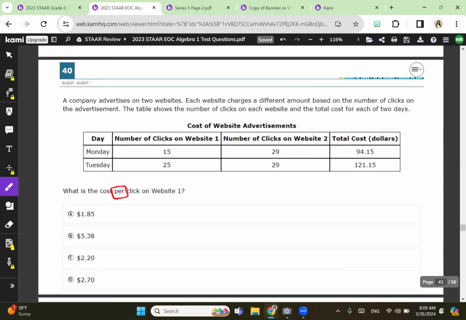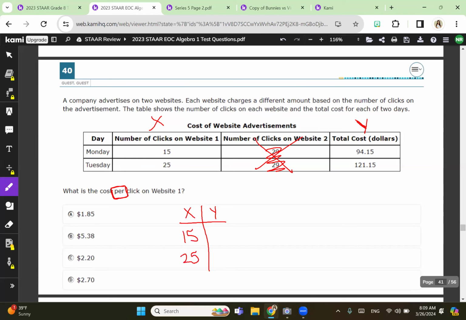Slope. So basically, these are your points. Now, we're not focused on website 2, so we're just going to scratch those numbers out. These are your X values and these are your Y values. Total cost will always be your Y value. So if you have a table, what can you do with that table? Stat it.